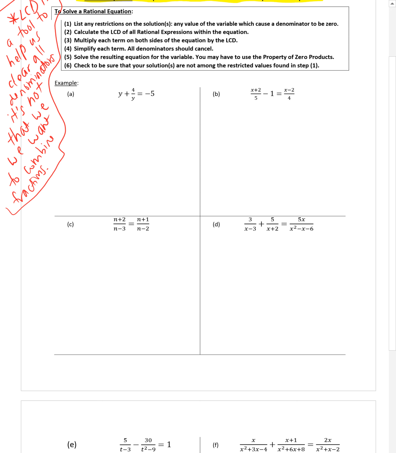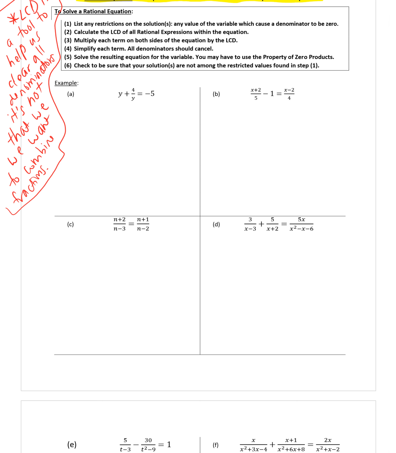Okay, so first thing, Step 1 says, list any restrictions on the solutions, any value of the variable which causes the denominator to be 0. I don't know if you remember, but way back in the first section of this chapter, we were studying rational expressions.